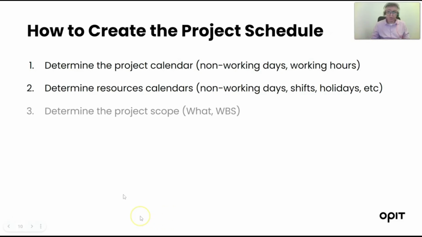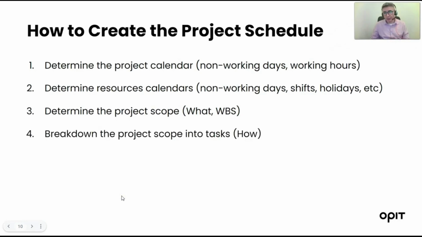The third step is to determine the project scope. We have the WBS, and the WBS will tell us that. So we need to have the scope to define the next step, which is to break down the scope into tasks. How? So we know what we need to deliver in our project schedule, and then we go to the second step, determining how we're going to deliver that.